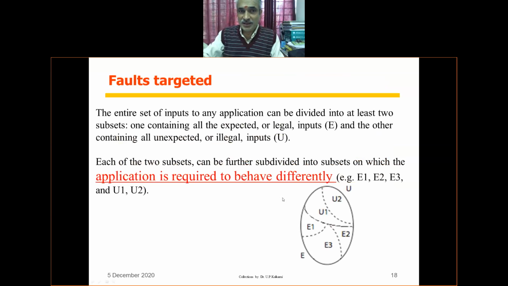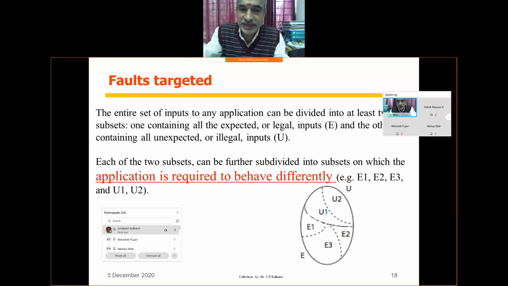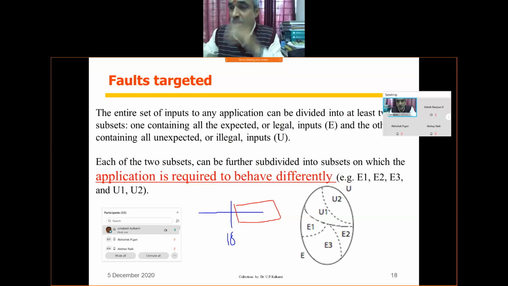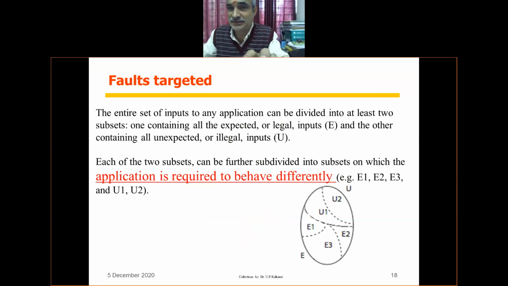Now look at the fault targeted. Every partition will target certain things. For example, in the same example, here is a number, I told you here is 18, and remember that this partition targets issuing of insurance or license, and this partition will target non-issuing of license or whatever it is. Are you clear about that?